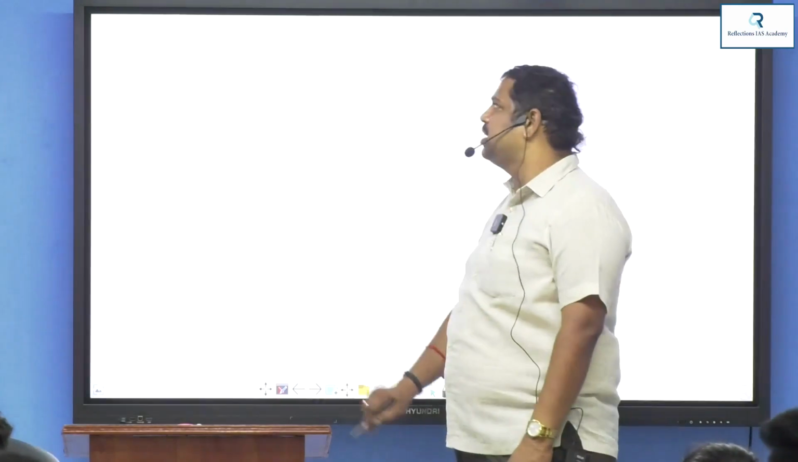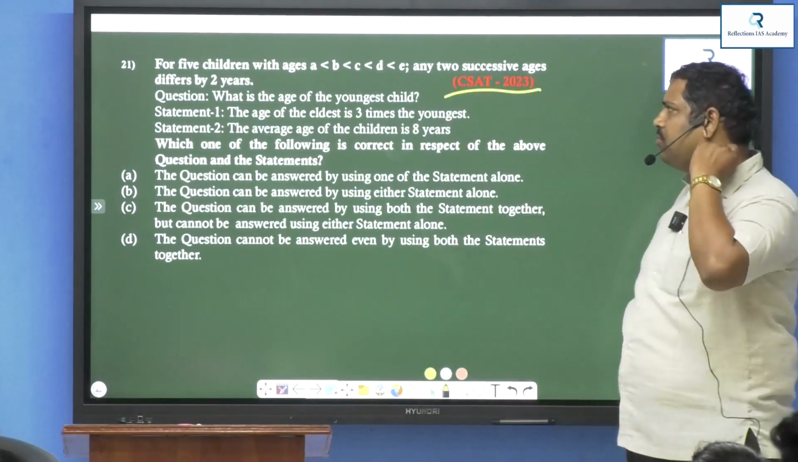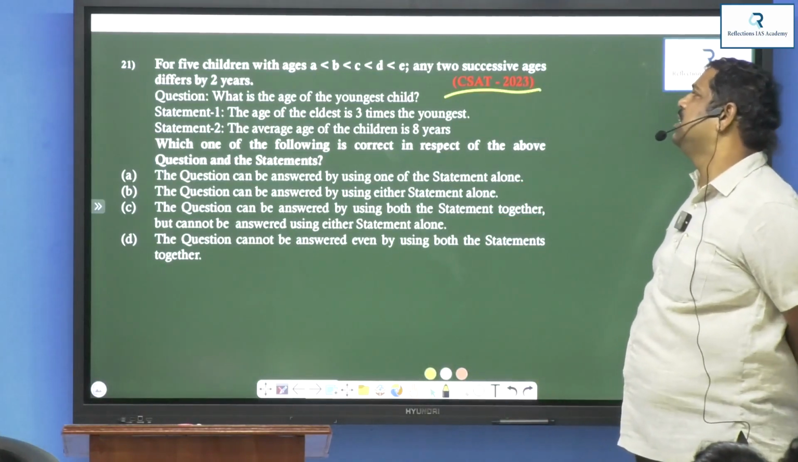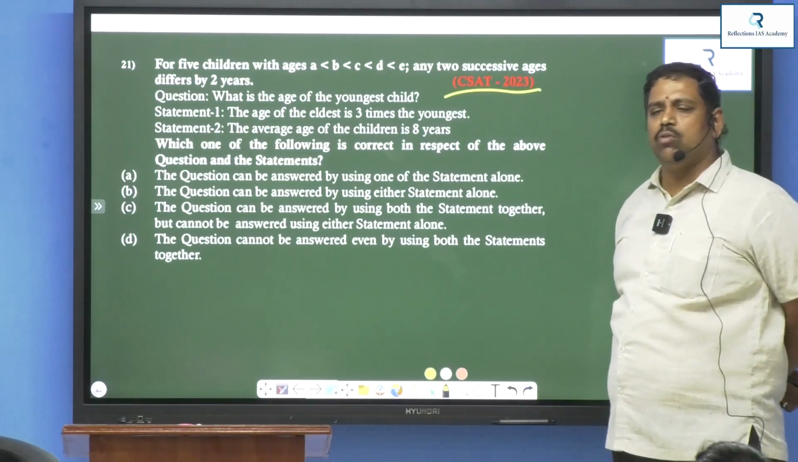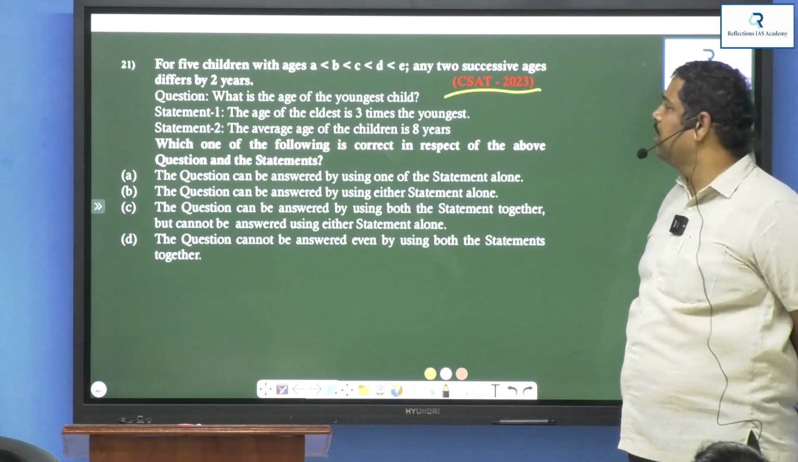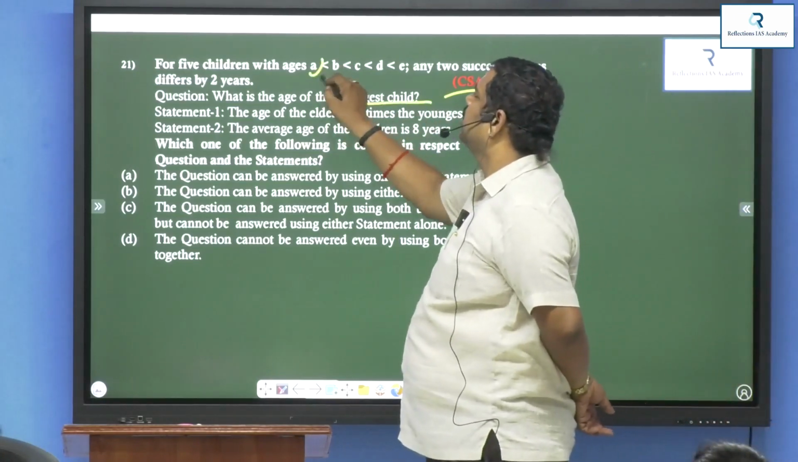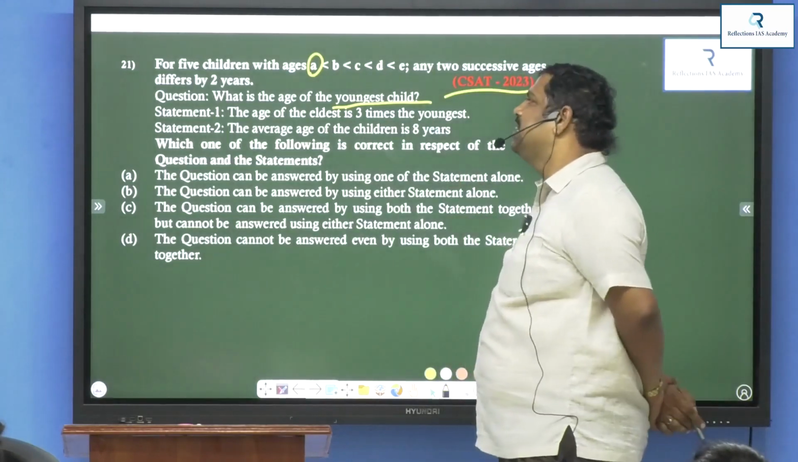So, shall we go for the last question here? Yeah, the easiest question, CSAT 2023. There are 5 children with ages A less than B less than C less than D less than E, and any two successive ages differ by 2. What is the age of the youngest child? Who is the youngest of all here? A. He is asking about the age of A.